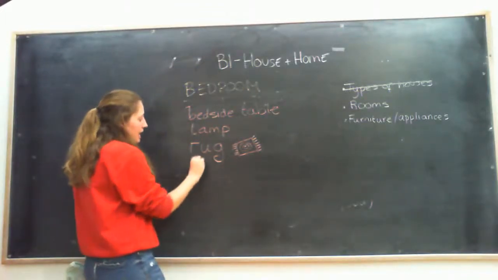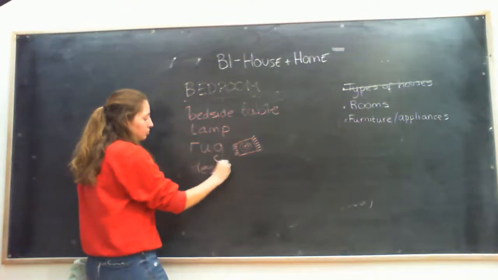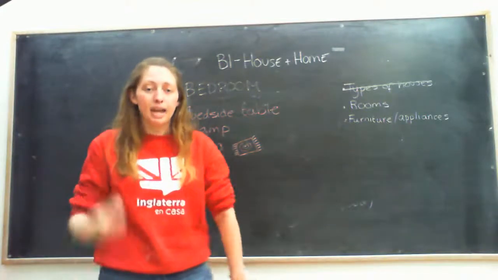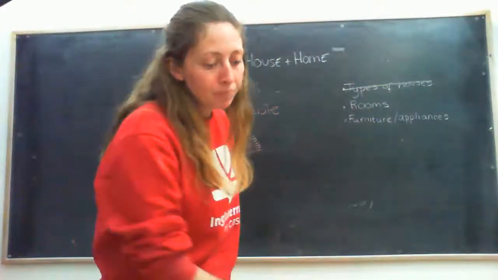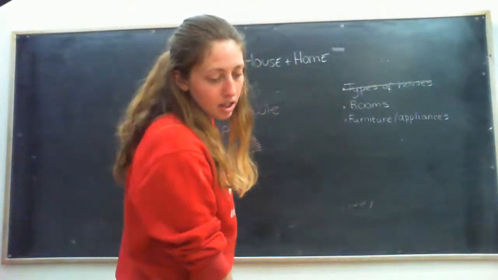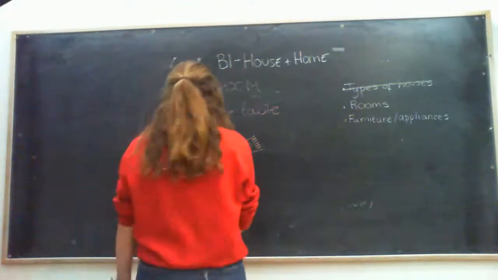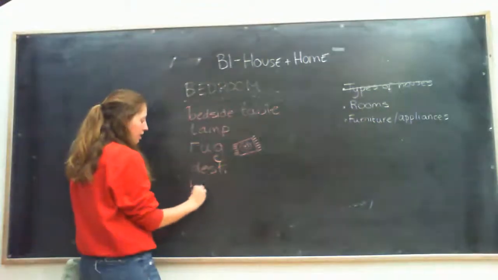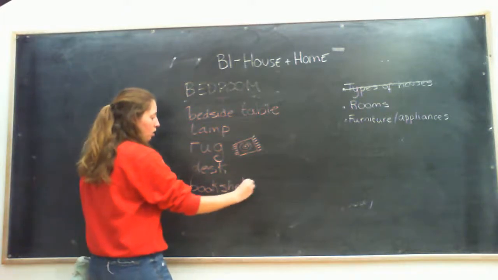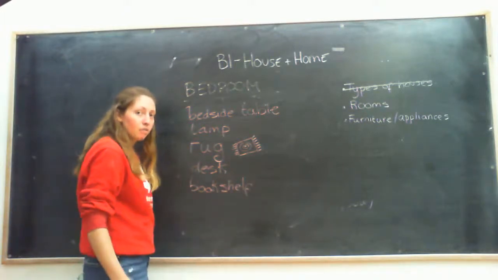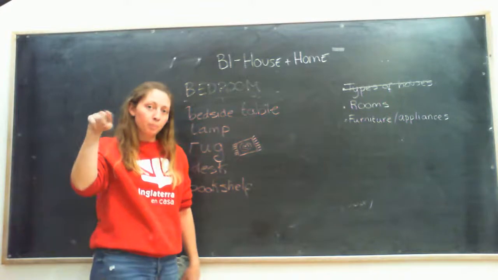You might have a desk in your room. A desk is a table where you are going to study, for example. Okay, what else have we got? And what I said before, you might have a bookshelf or bookshelves. Now, a bookshelf is one.